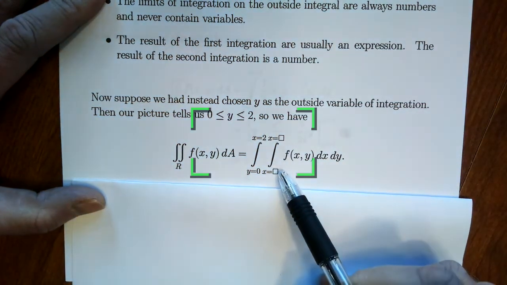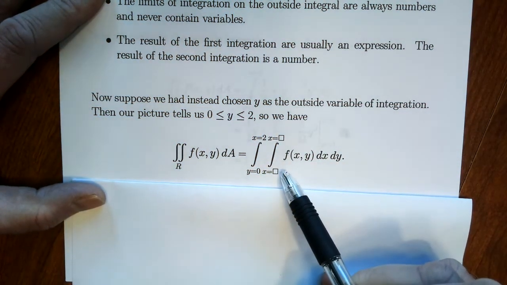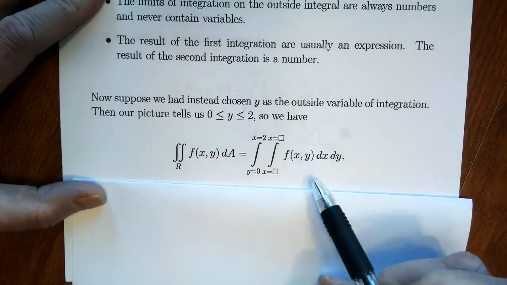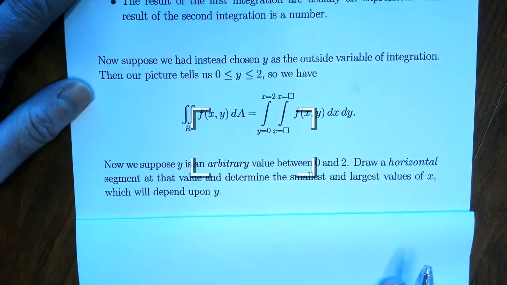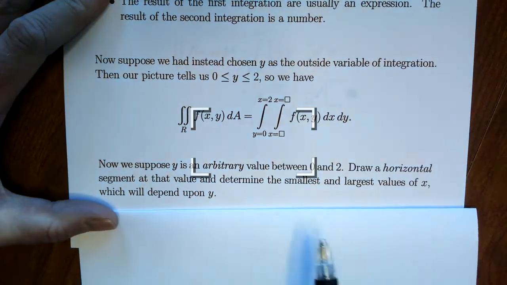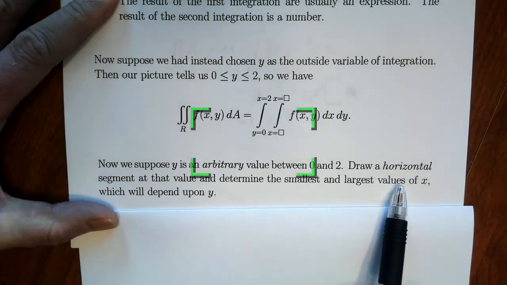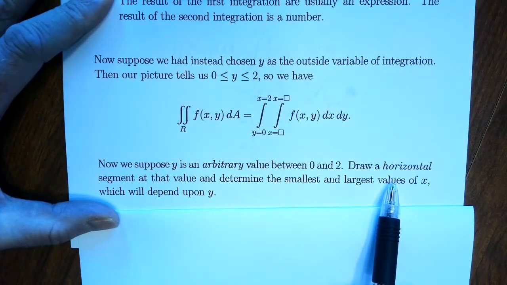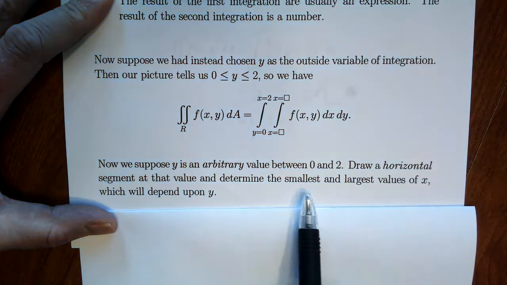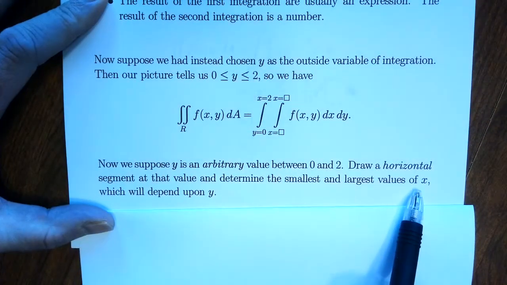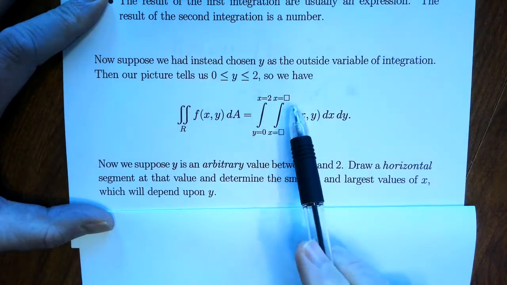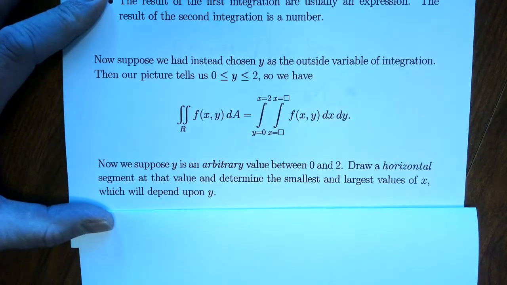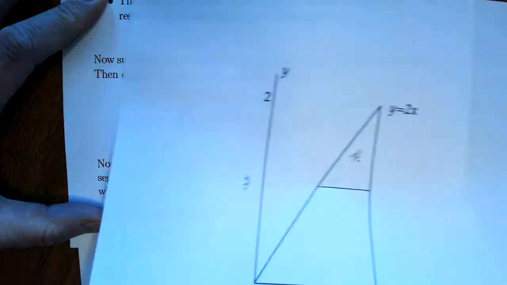What we have to do is determine the smallest and largest values of x for each value of y. So now we're just going to choose an arbitrary value of y between 0 and 2, draw a horizontal segment at that value of y, determine the smallest and largest values of x, and substitute those in here and there. So let's take a look.